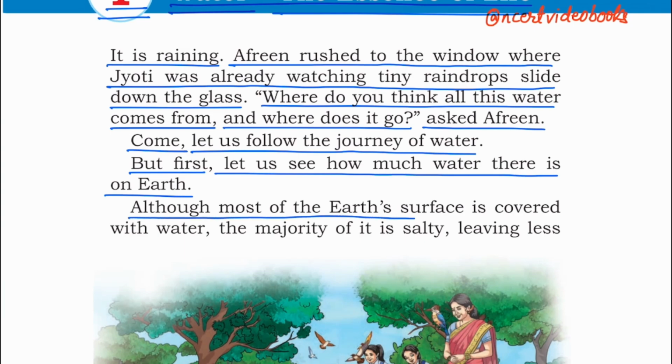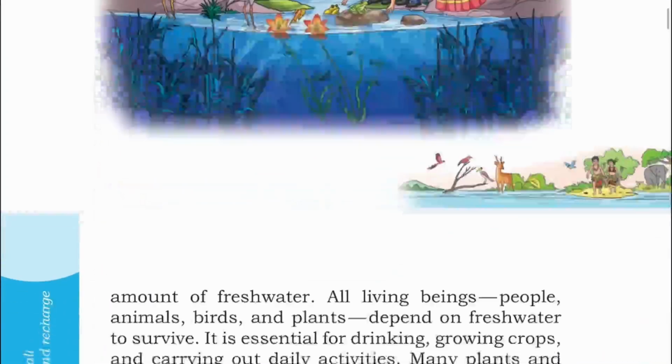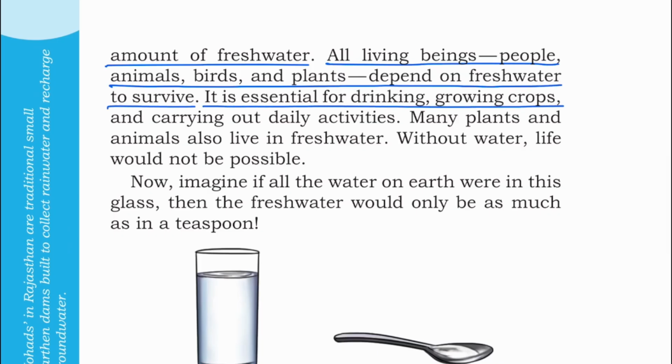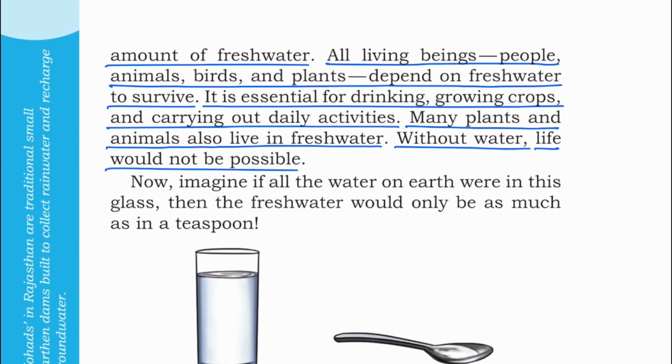Although most of the Earth's surface is covered with water, the majority of it is salty, leaving less amount of fresh water. All living beings, people, animals, birds, and plants depend on fresh water to survive. It is essential for drinking, growing crops, and carrying out daily activities. Many plants and animals also live in fresh water. Without water, life would not be possible.